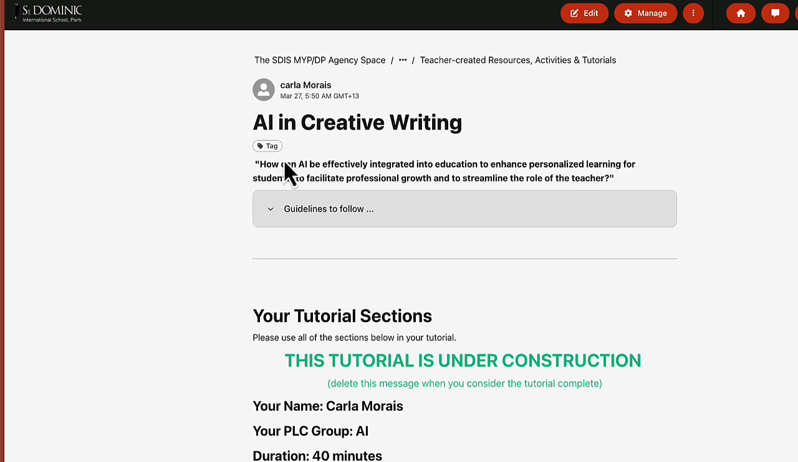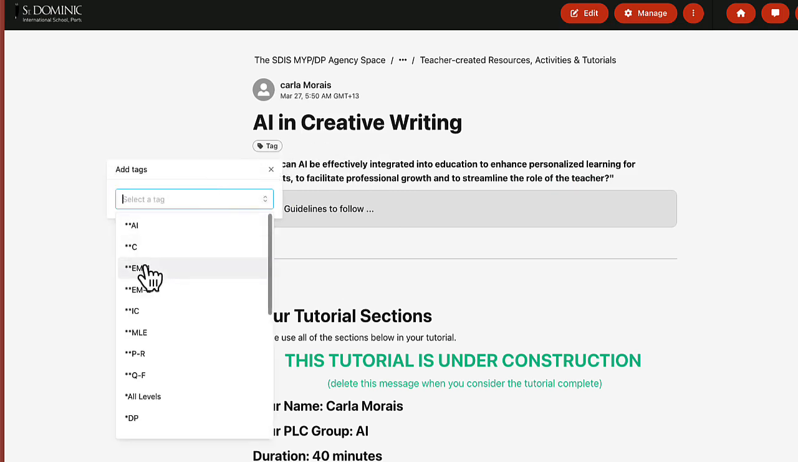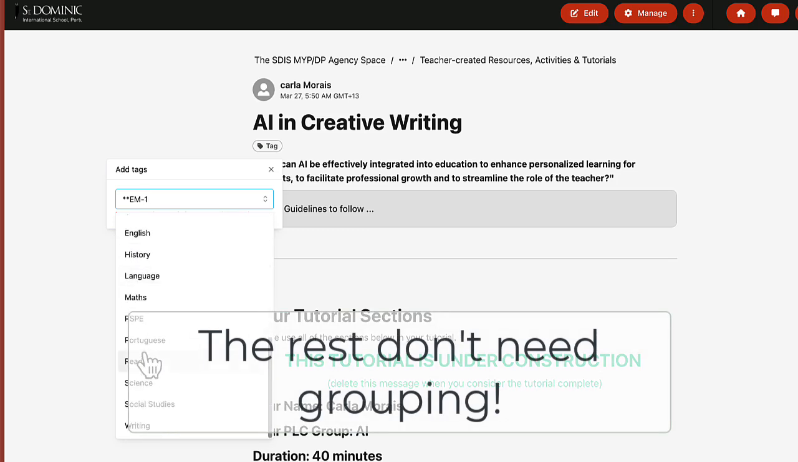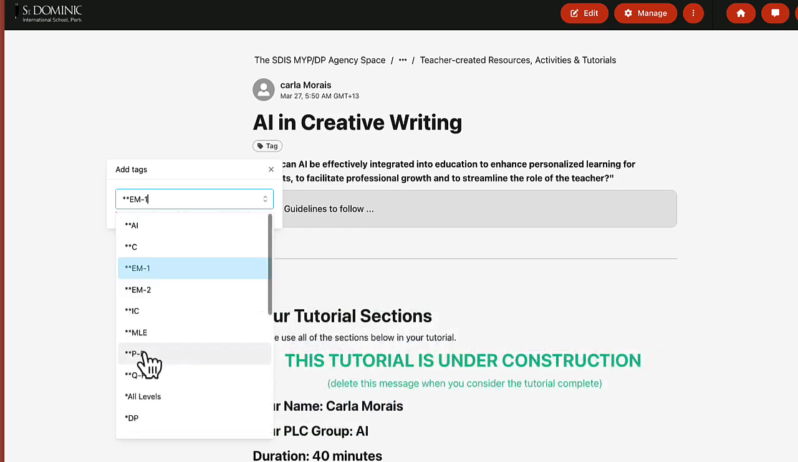Now, one thing I will say, with the tagging thing, I didn't realize that the tags don't work. What's happened is, first of all, I was using special characters so I can group these tags. These were all the PLC tags, and these single asterisks are the year level tags, and the rest don't need tags. But for various reasons, it doesn't work anymore. It used to work, and that's why I did it, but I didn't realize that I'd changed it.